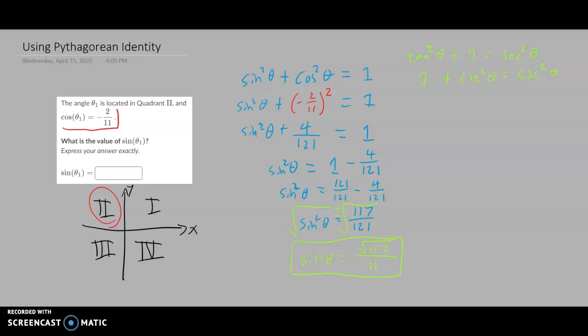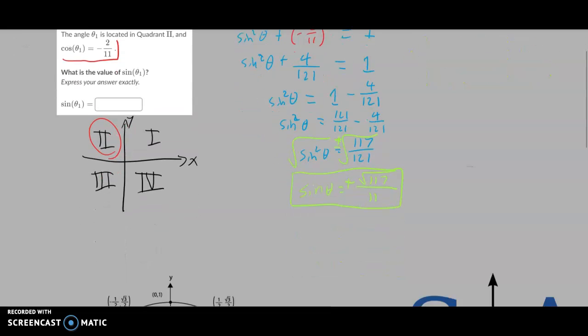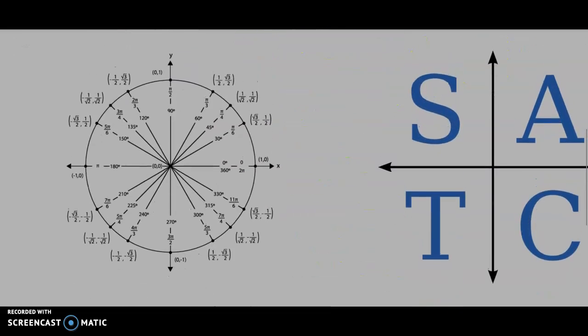So I can have a plus or a minus square root. In this case, we're using the positive answer, but let me show you why that is. So scroll down here, look at our unit circle first.